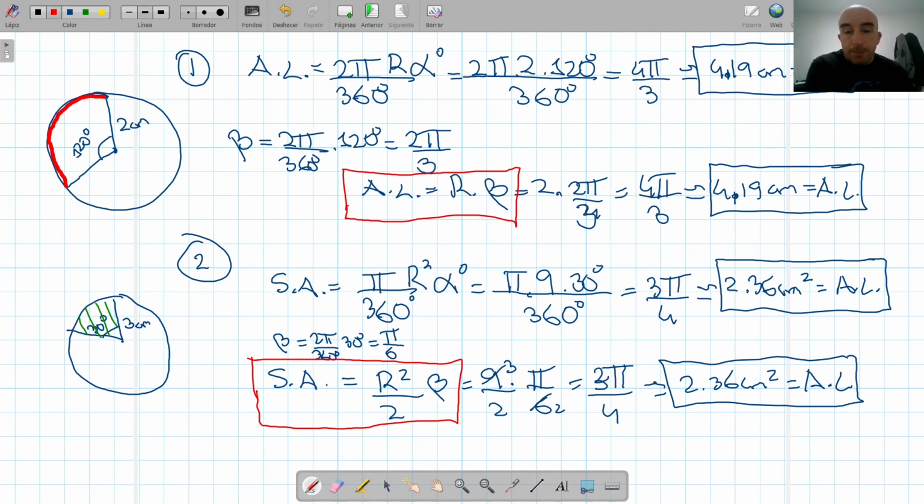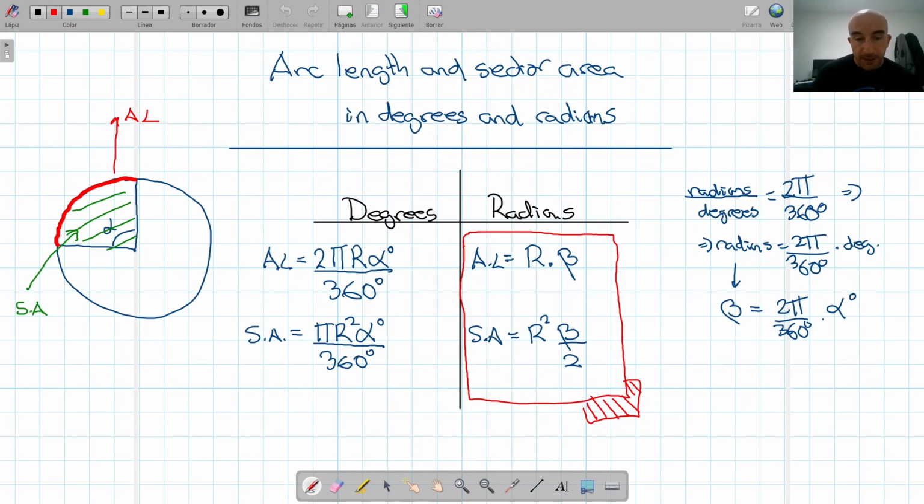Okay, so I hope this helps you. Again, you can calculate both the arc length and the sector area, both in degrees or in radians. In radians, the formulas are much easier. I recommend you remember the formulas in radians and know how to convert from radians into degrees.